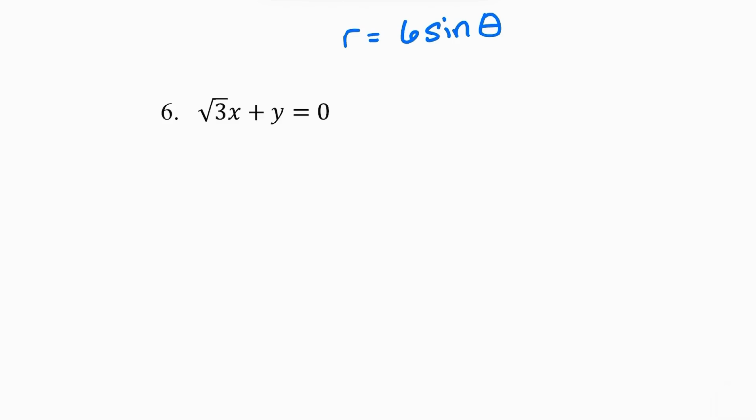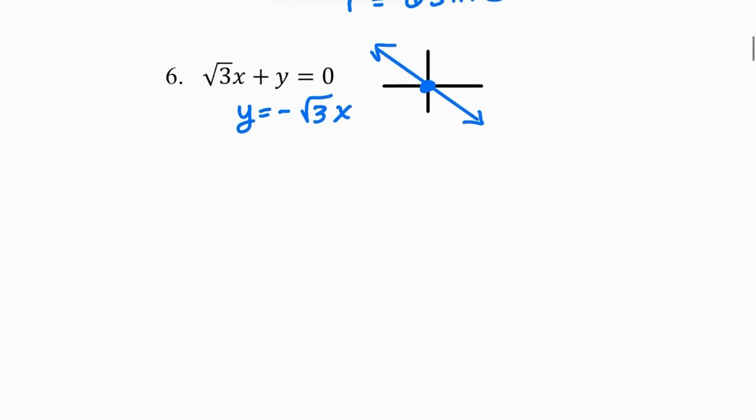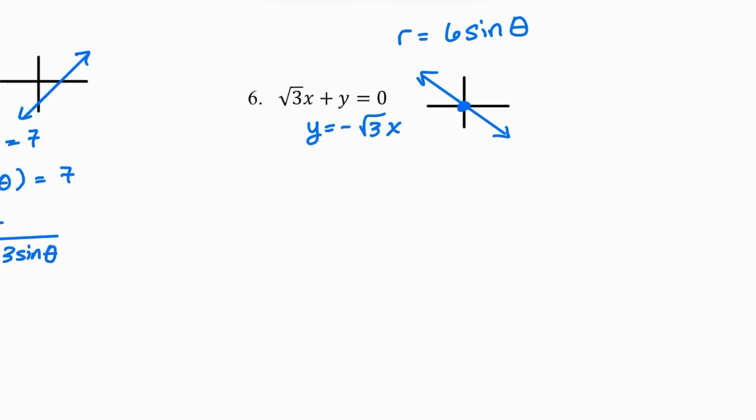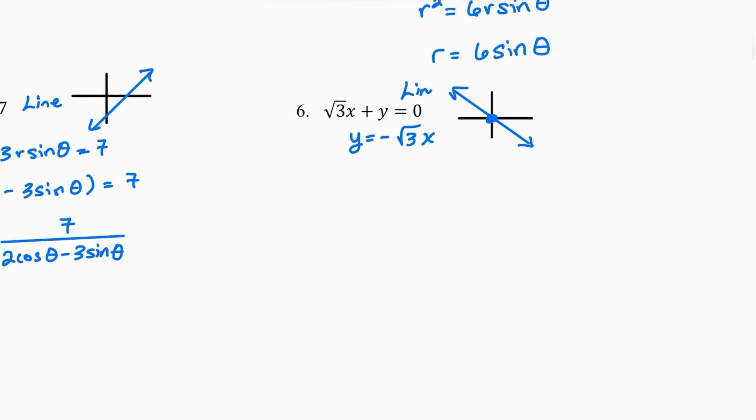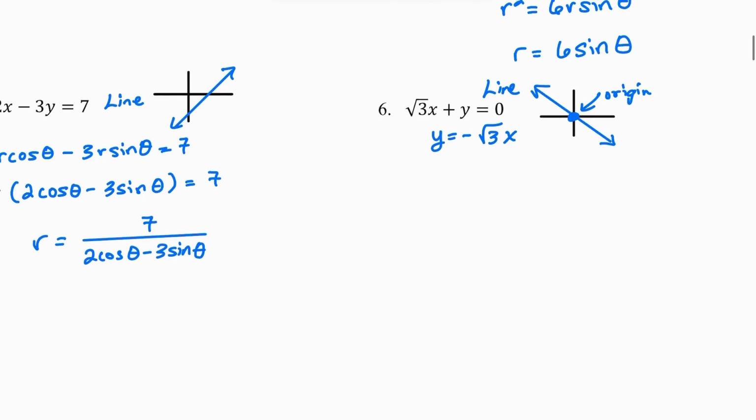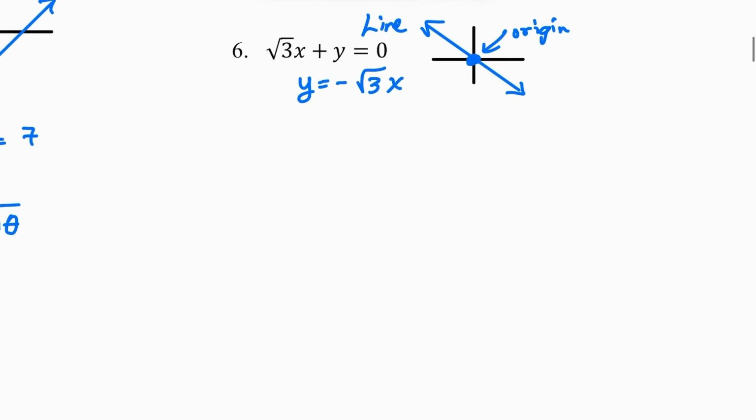Well, this next one, what you could do is you can solve this for y, because what I want you to be able to see is that this is also a line. However, this line is going to go through the origin of the coordinate plane. So it's going to go through here because the y-intercept is 0, and we have a negative slope. So this one's going to be a different line. So again, this is a line, but this one goes through the origin. The previous line did not go through the origin, so they're going to be two different equations.